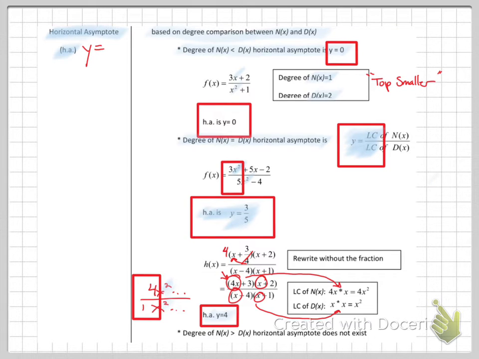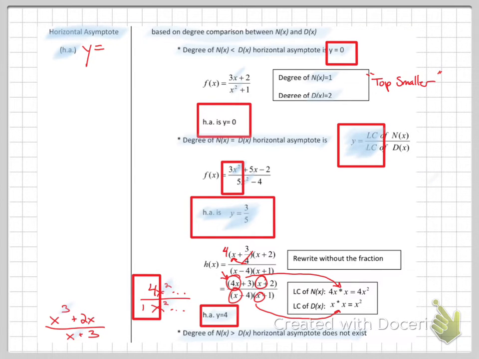The last option, we did top smaller, top and bottom equal. Last option, top bigger. The numerator on the top is bigger. In that case, the horizontal asymptote doesn't exist because this graph is going to go on forever. If I just make one up, I don't know, x cubed plus 2x over x plus 3, the degree on top is bigger than the degree on the bottom.